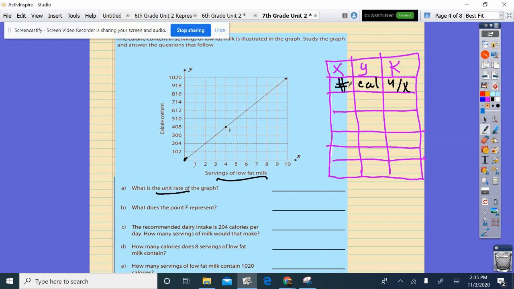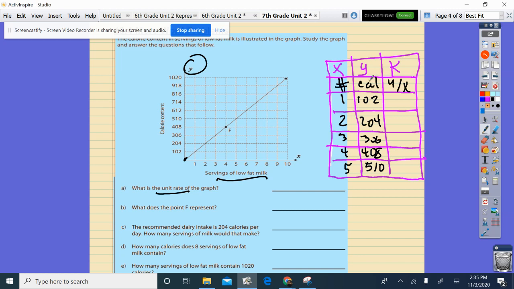So again, I'm going to fill in the X values: 1, 2, 3, 4, 5. And this time I start at 102, 204, 306. I'm just copying these down from the y-axis. And 510.